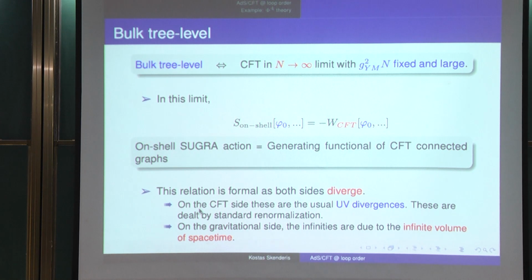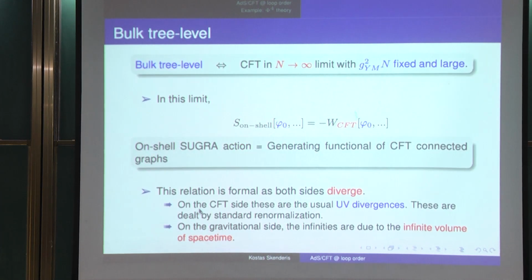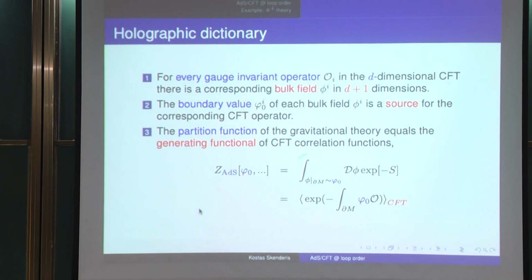Okay, this is still a little bit hard to deal with. So bulk tree level now means a CFT in the N to infinity limit, where you keep the 't Hooft coupling fixed and large. It is large because here we're considering gravity. And tree level means that I take N to infinity. So now in this limit, where the coupling constant is as large as it can be, this path integral can be evaluated with a saddle point approximation. And that's why we go now to tree level.